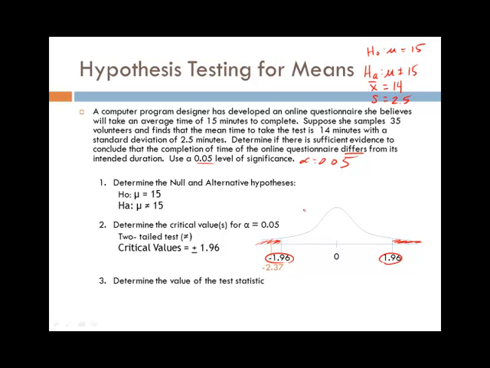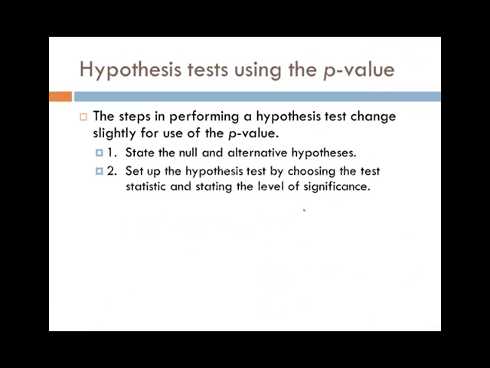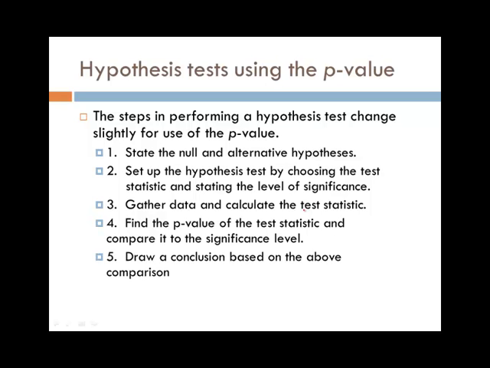Determine the value of the test statistic. It's going to be negative 2.37 using that formula. So we reject the null hypothesis, and there is sufficient evidence to conclude that the average time differs from 15 minutes. Yay! The p-value method is as such.